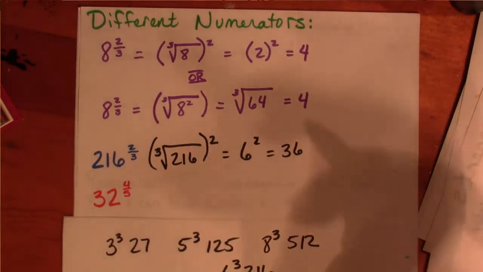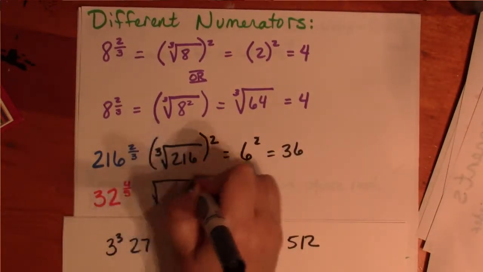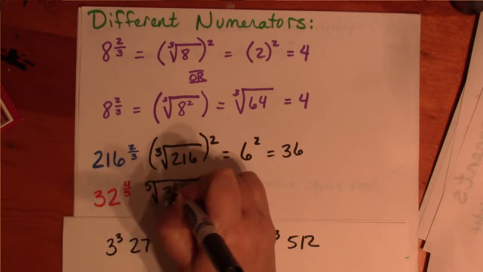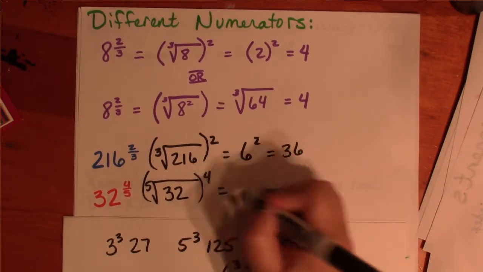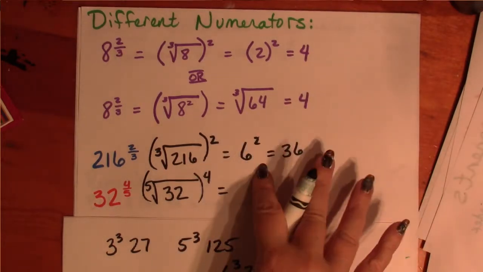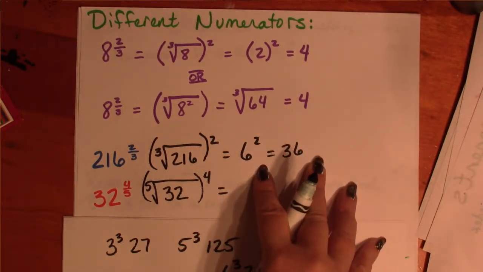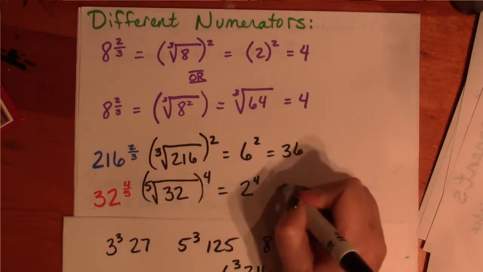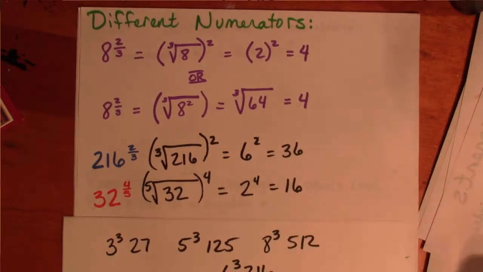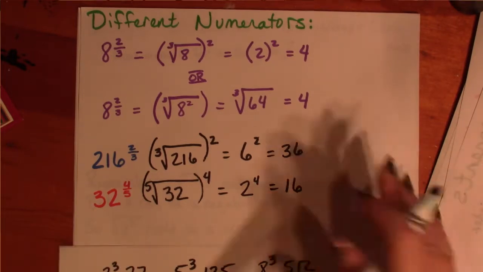Let's try another one. So I want the 5th root of 32 to the 4th power. 2 times 2 is 4, times 2 is 8, times 2 is 16, times 2 is 32. So I know this is going to be 2 to the 4th, which is 16. Okay?